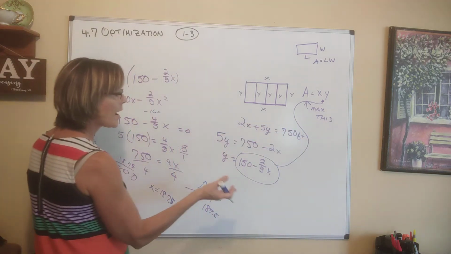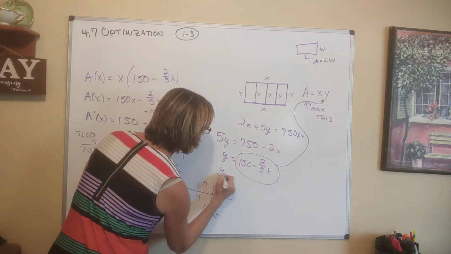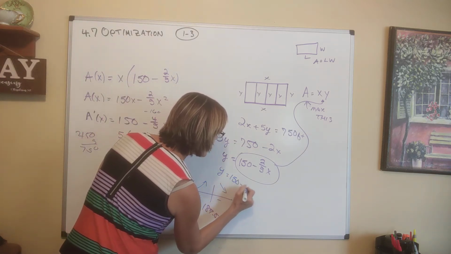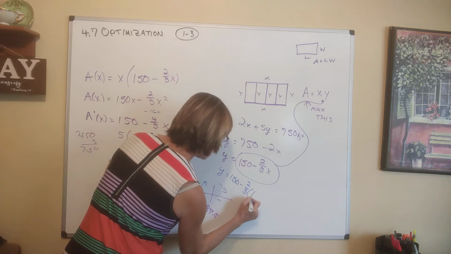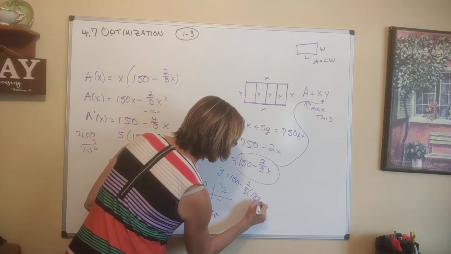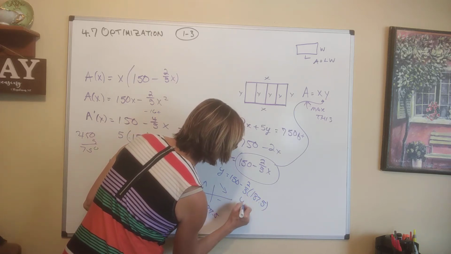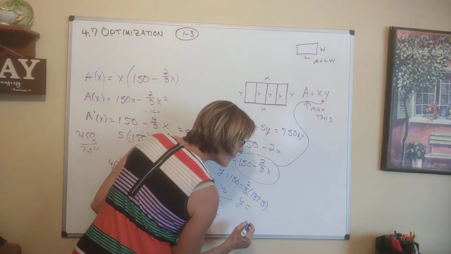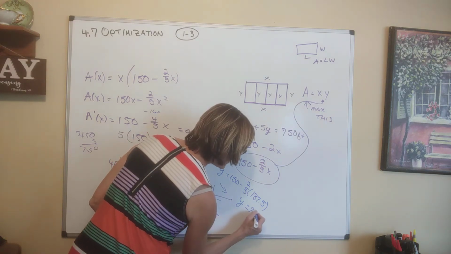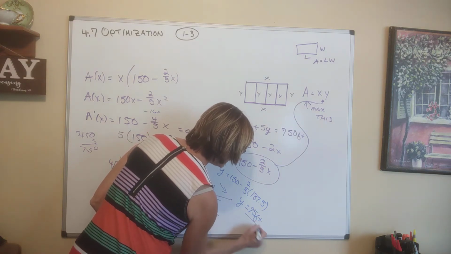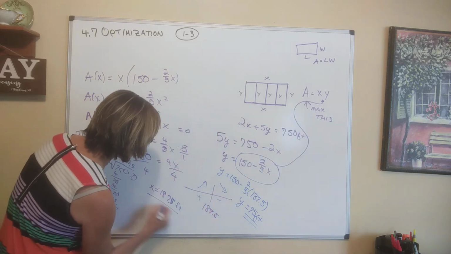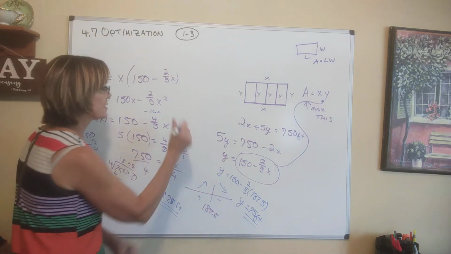So what would y have to be? Well, y would be 150 minus 2/5 times 187.5, and we find that y would have to be 75 feet. And x is this. And what would the maximum area be?